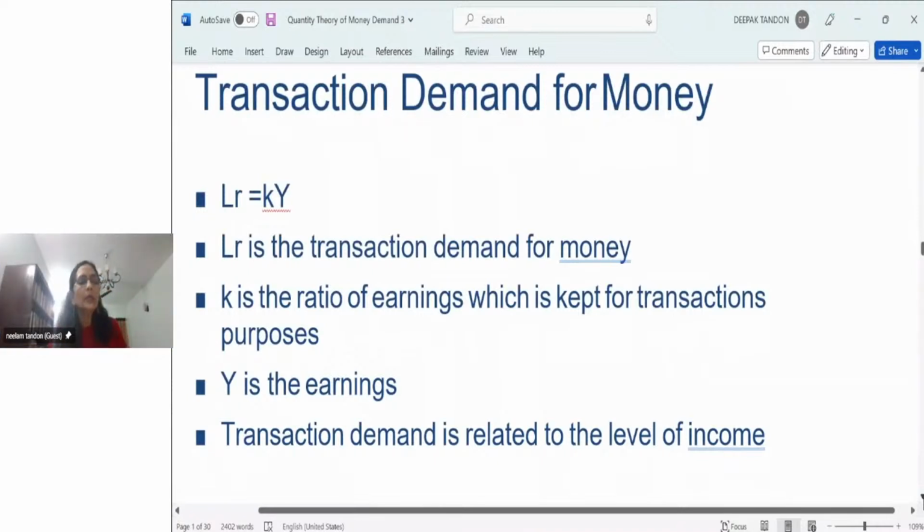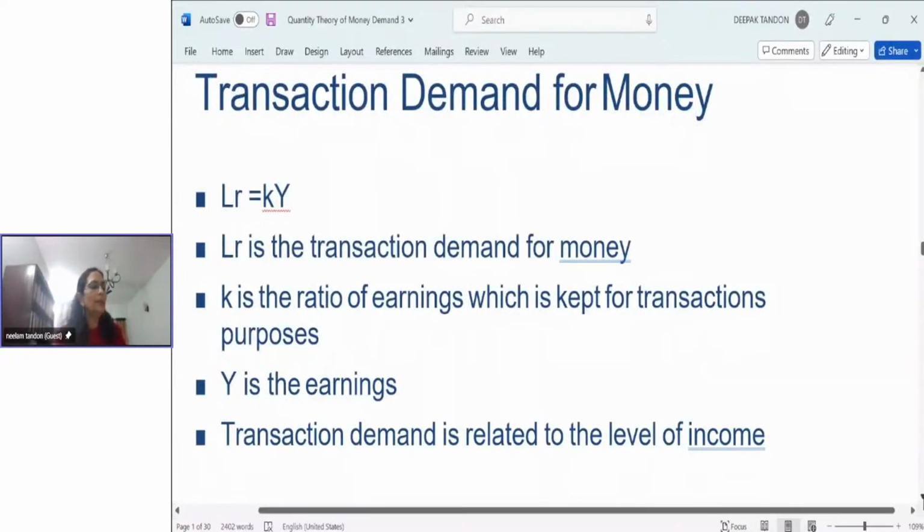Okay. So this is about how much of your money, let's say in simple words, K is 10% of my earnings that I'll keep for my transactive motive, 10%. So my K becomes 10%. So 10% of my income, I'll keep for transactive motive.